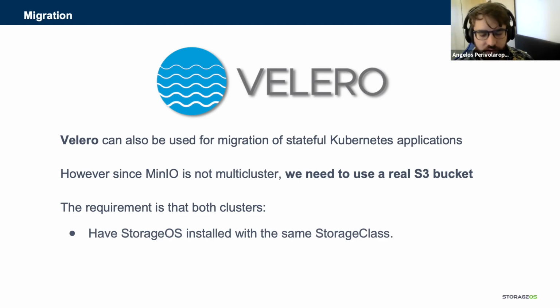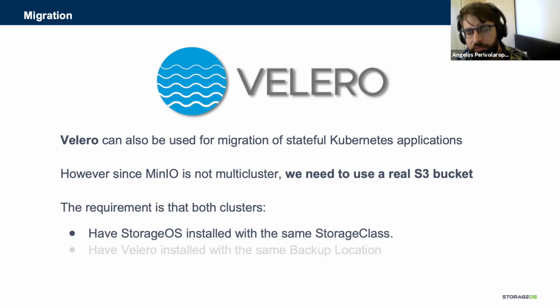So for this application, we're going to use an actual S3 bucket. And again, the same MySQL application that uses StorageOS. However, there is a requirement for this to work: the resources need to be able to be recreated. So for that to happen, you need to have StorageOS installed and have the same storage class in that cluster. And also, Velero needs to be installed with the same backup location. In this case, the backup location we're going to be using is not MinIO, but an actual S3 bucket in AWS. Now I can show you how this can actually happen.